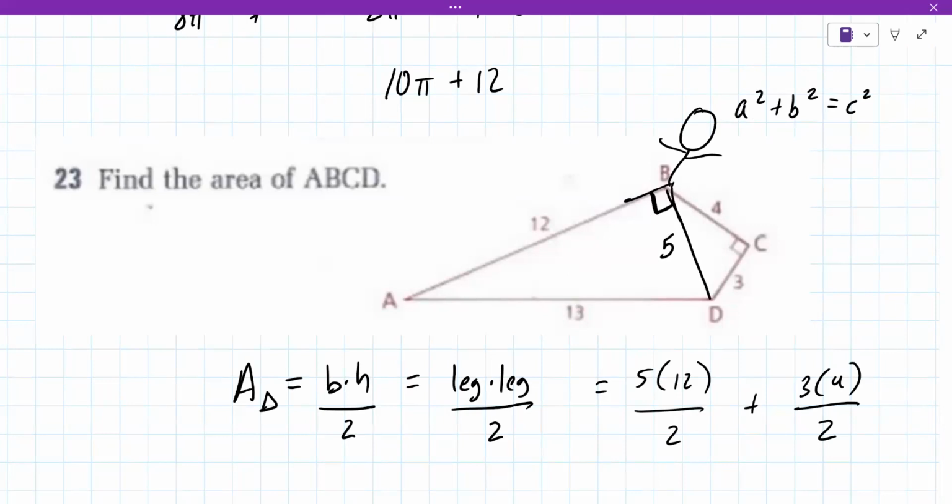So then 40. The other one is 3, 4, 5. The legs are 3 and 4. Oh my gosh, it's okay. It's better to make your mistakes today than tomorrow.